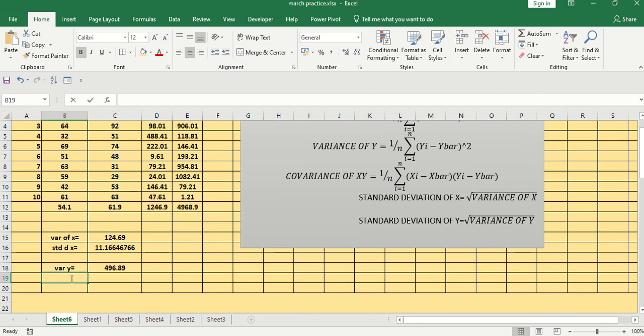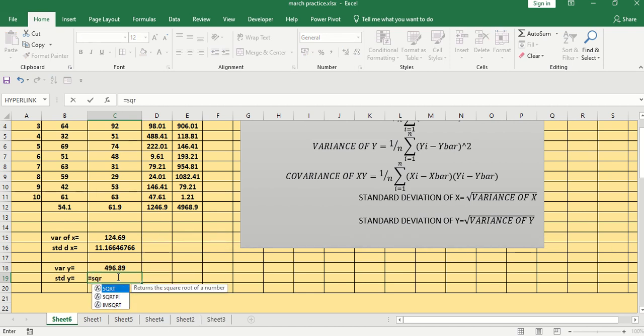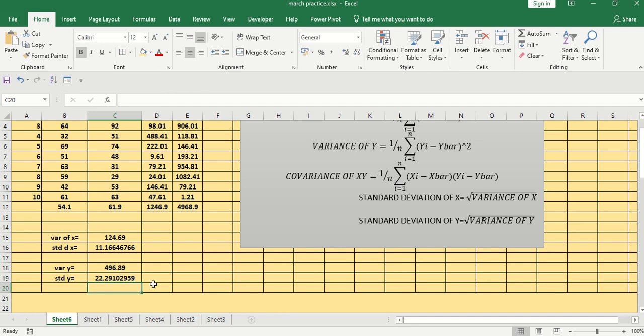Now the standard deviation of y is given by the square root. Start with the equal sign, please. The square root of which number? This number, our variance here, and close the bracket, then click enter. That is the standard deviation.